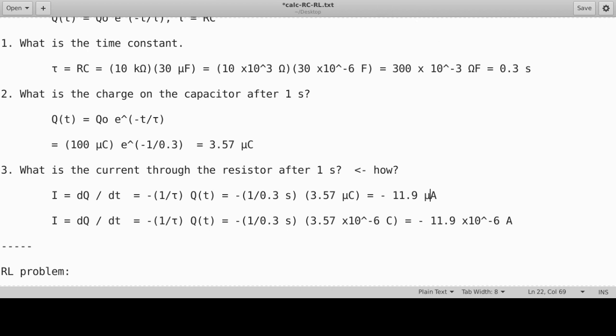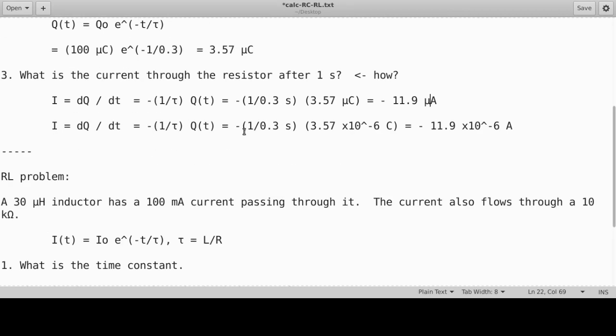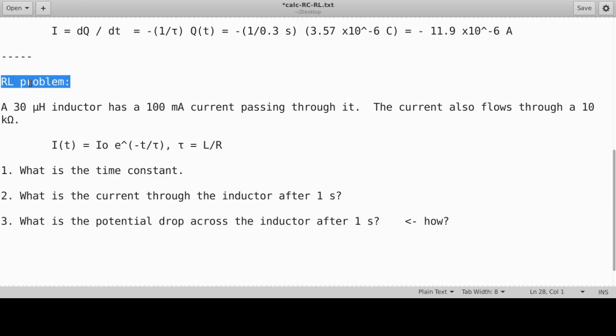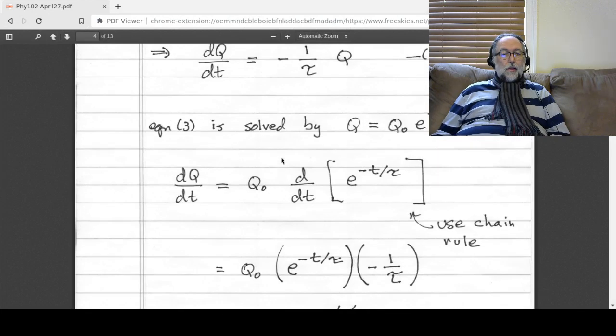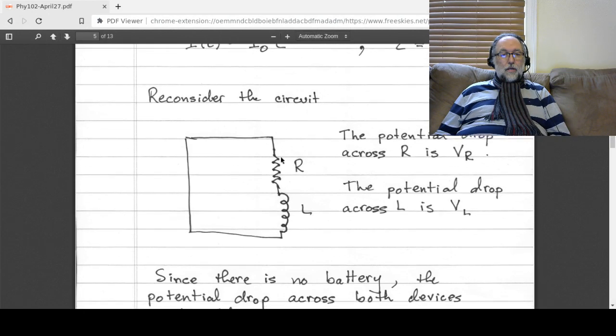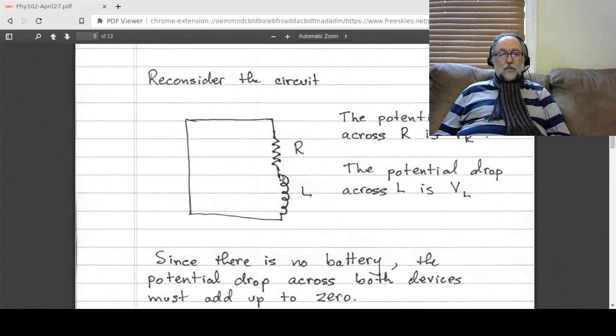Let's do an RL circuit, okay? So here's an RL problem. Let me remind you what the RL circuit looks like. An RL circuit basically looks like this. It's an R and L in series.